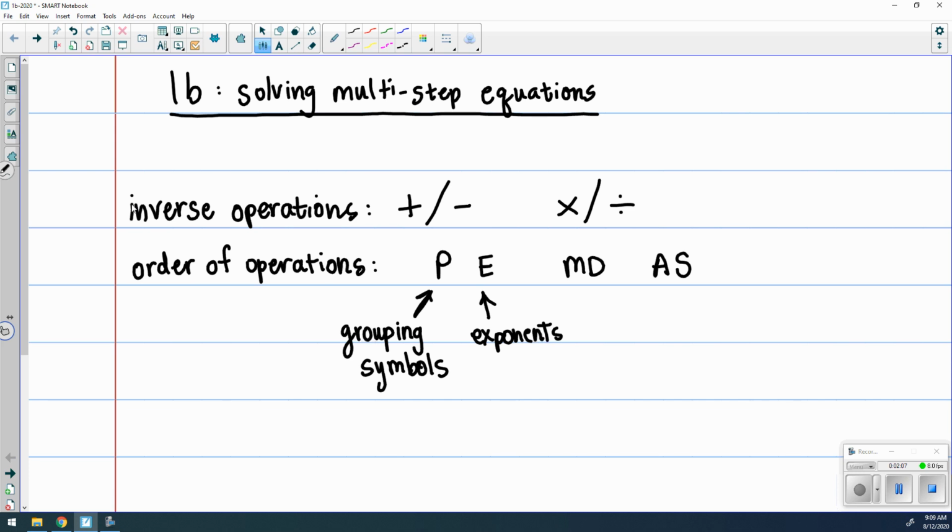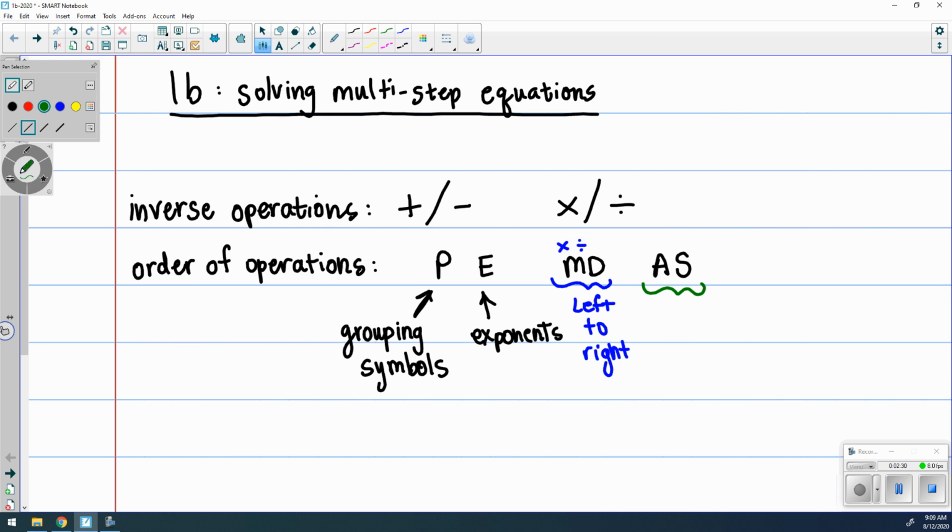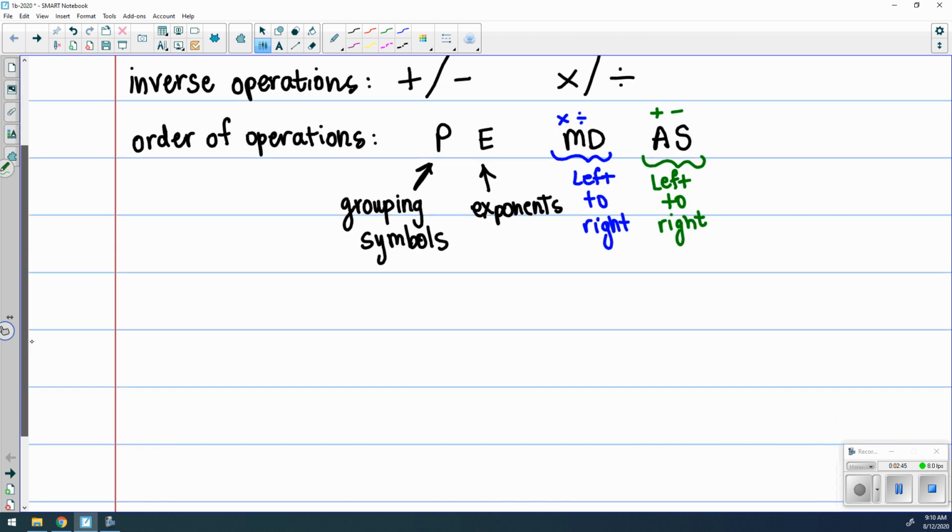Next up is MD, multiplication and division. If you get down to a problem where it's all multiplication and division, you're going to work from left to right. You're going to multiply or divide from left to right. And then AS stands for addition and subtraction. Again, if you get down to a problem where it's just addition and subtraction, you must work left to right. All right, so that's pretty much it for the rules of the game. Let's do a couple of examples, and that'll be that for today.